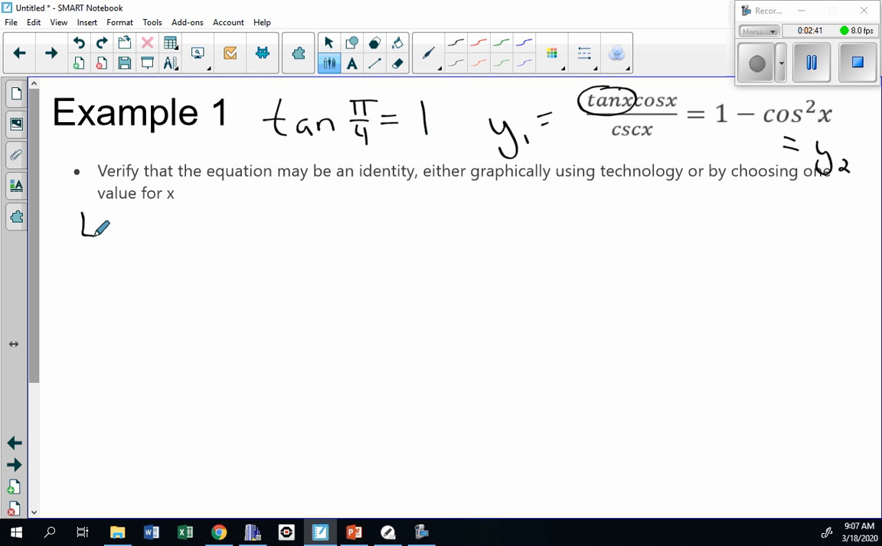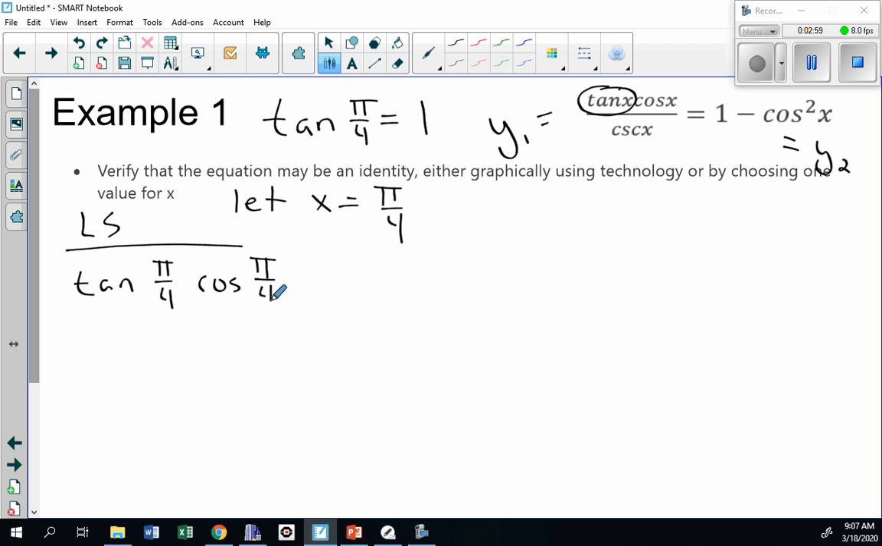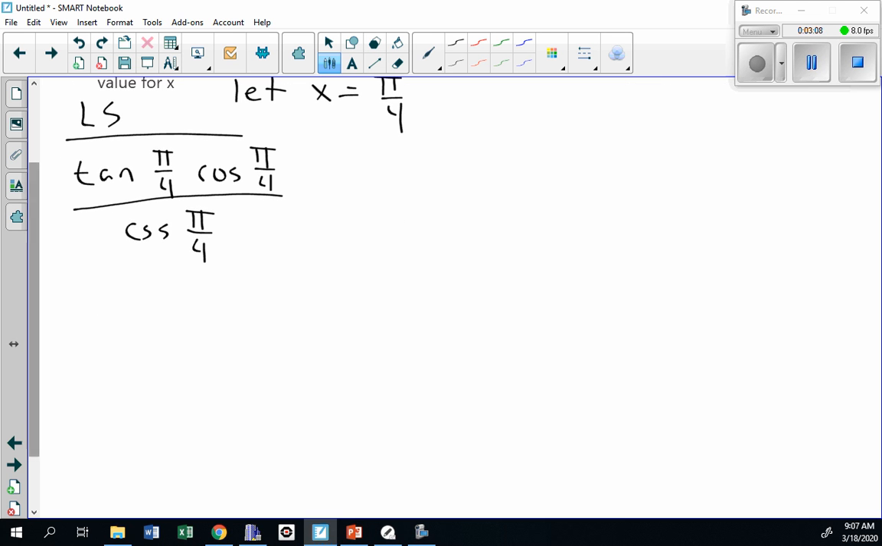So for my left side, and I'm going to actually write that out, let x equal pi over 4, just communicating very clearly what you're doing. So my left side is tan pi over 4 multiplied by cosine pi over 4, and that is all over cosecant pi over 4. Now we can begin to evaluate.